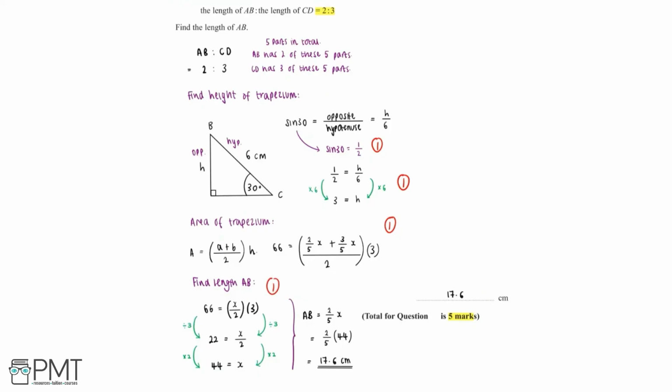And we get the fifth and final mark for using the fact that x is equal to 44 and that AB is equal to 2 out of 5x in order to correctly find that the length of AB is equal to 17.6 centimetres, allowing us to get the full 5 marks needed in this question.